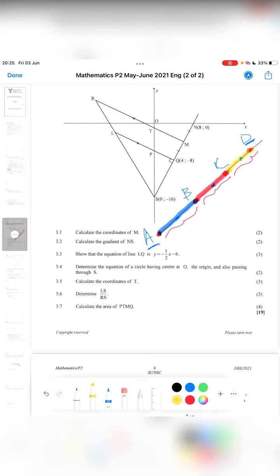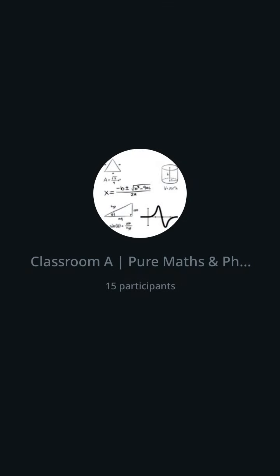So what we know about collinear lines is that they have the same gradient. That means the gradient, or m, of AB is equal to the gradient of BC, and it is also equal to the gradient of CD. So that's what we mean by collinear lines.